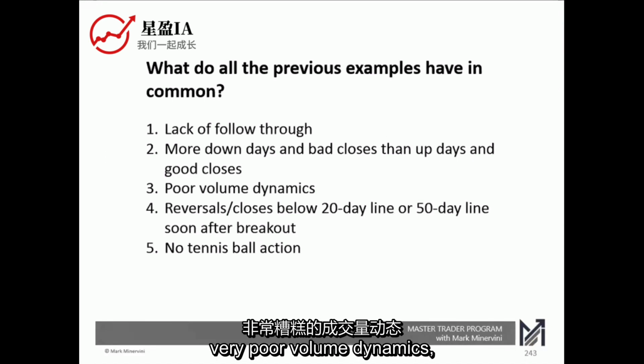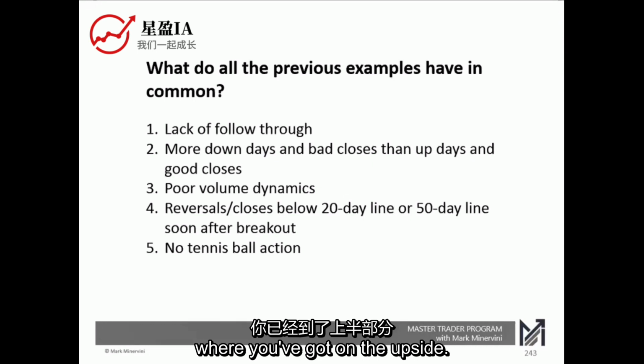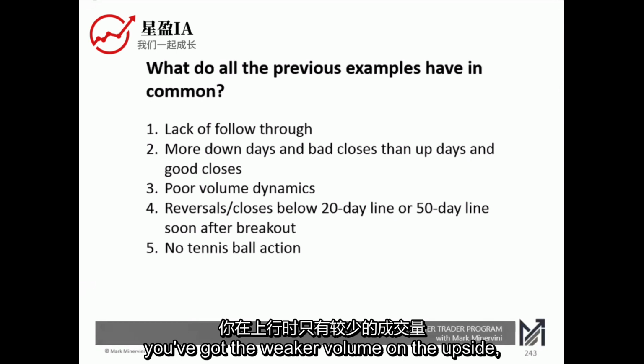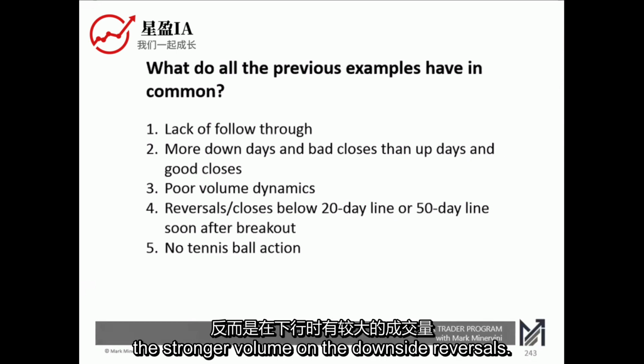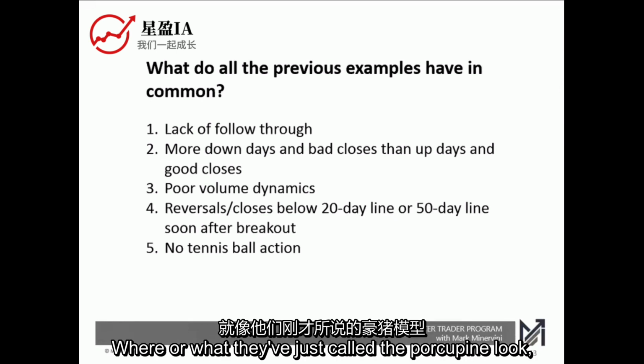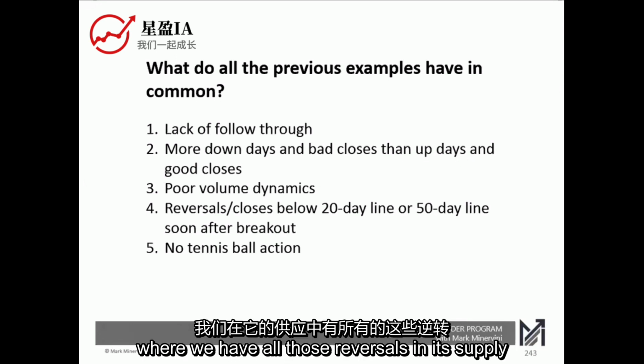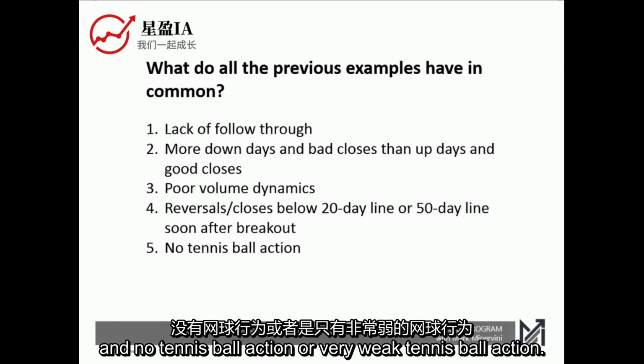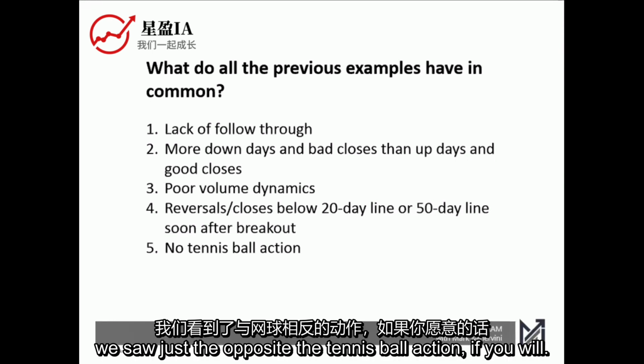Very poor volume dynamics, where instead of having the strong volume on the upside, you've got the weaker volume on the upside and the stronger volume on the downside. Reversals, what Dave just called the porcupine look, where we have all those reversals and that supply, and then it closes below the 20, the 50-day line soon after the breakout, and no tennis ball action or very weak tennis ball action.